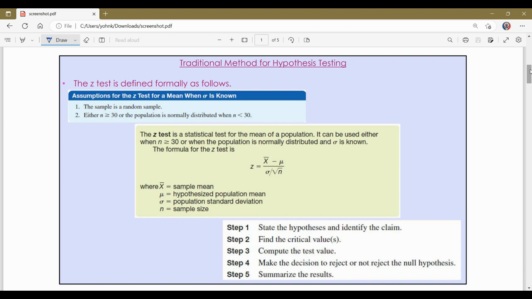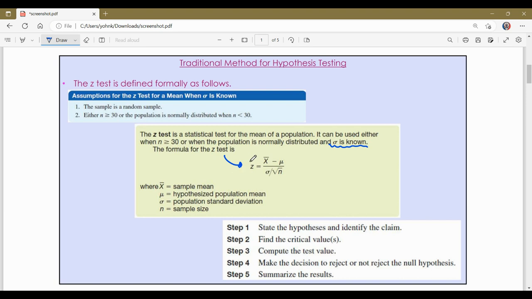So it's always good to have a random sample and pretty much make sure it comes from a normally distributed population. Now, the Z-test is a statistical test for the mean of a population. It can be used either when n is greater than or equal to 30 or when the population is normally distributed and sigma is known. So most important is that sigma is known. The formula for the Z-test is, so this is called the test statistic. This comes up in the third step of the hypothesis test, also called the test value. And we're going to see today how it's going to be very useful in determining our outcomes.